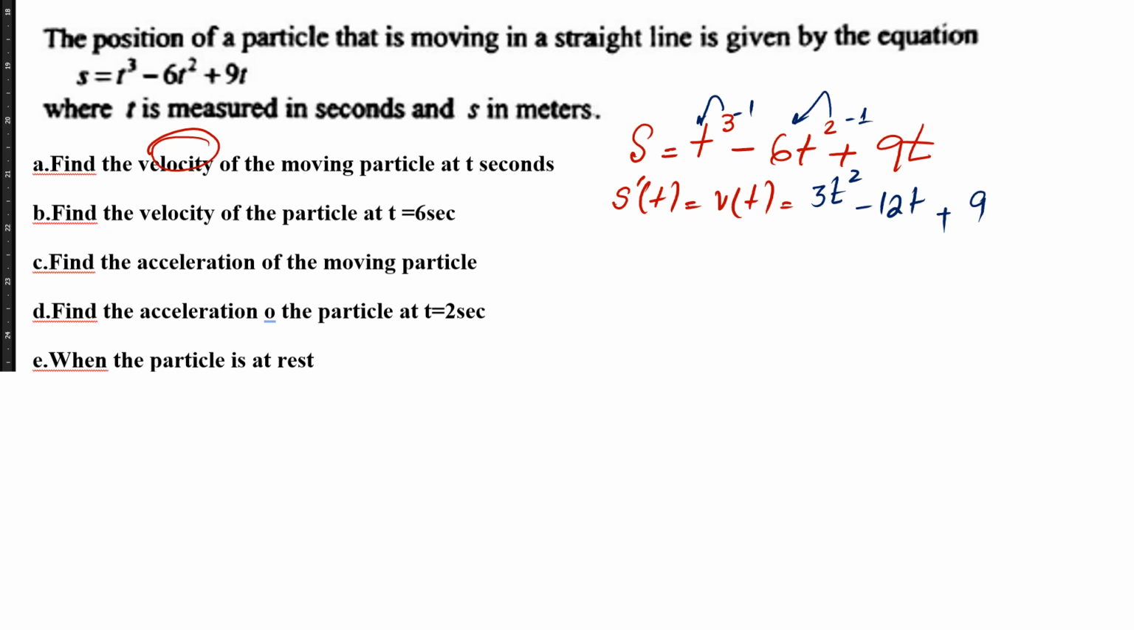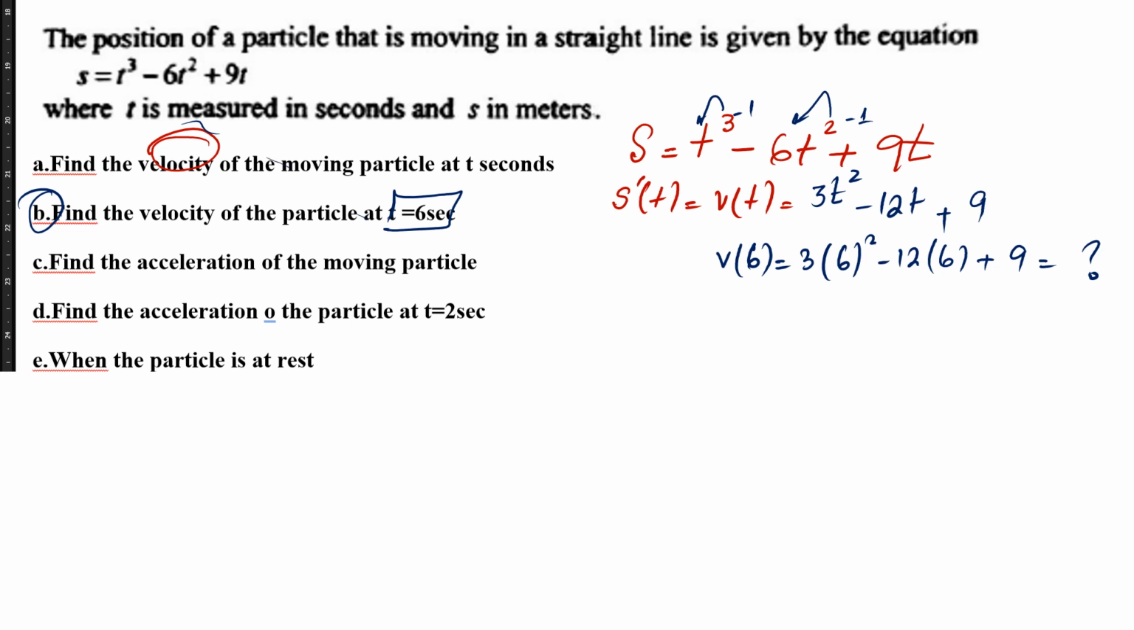Now part B says find the velocity when t equals 6 seconds, which means replace the t by the 6. So 3 times 6 squared minus 12 times 6 plus 9 equals whatever. Write it in the calculator, get the answer.